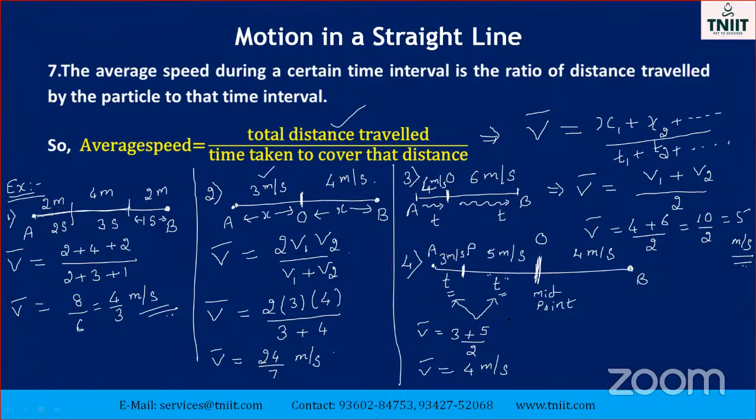So for the first half of the distance, the speed is 4 meter per second. For the next half of the distance, the average speed is 4 meter per second. So how to take the average between these two? This 4 meter per second is for first half of the distance. This 4 meter per second is for the next half of the distance. So these two are taking place for equal distance.